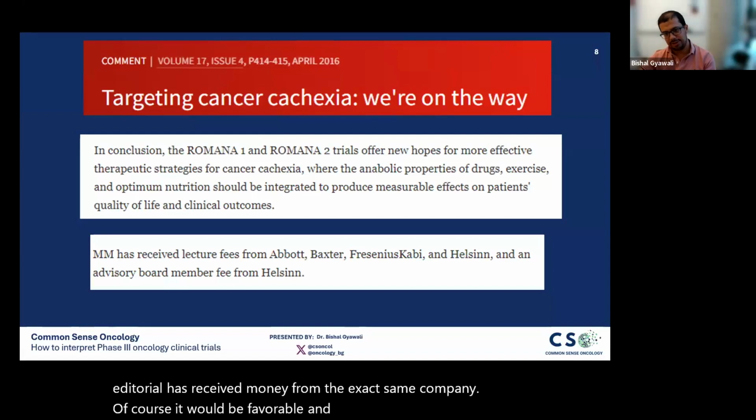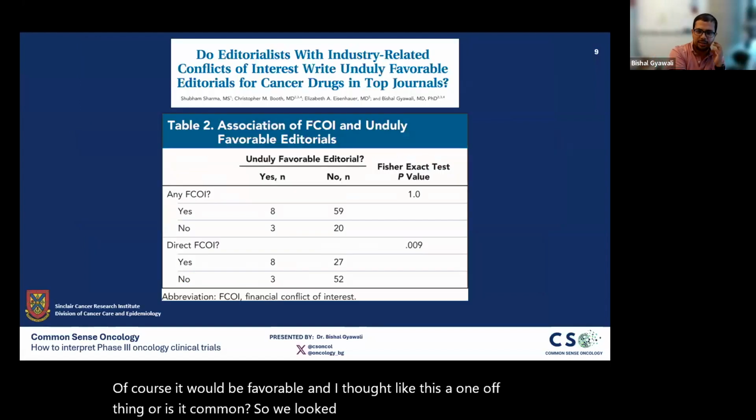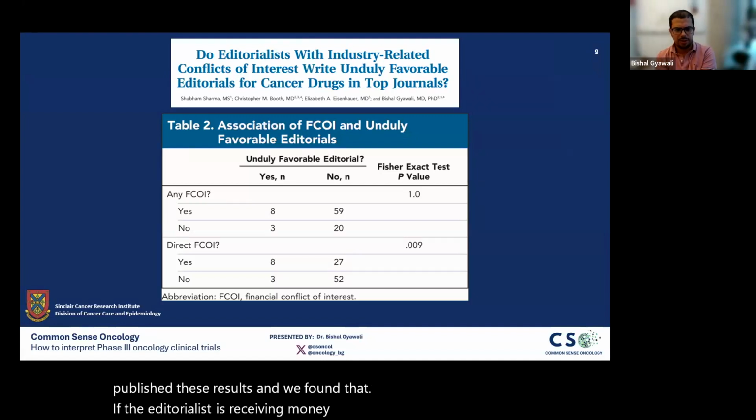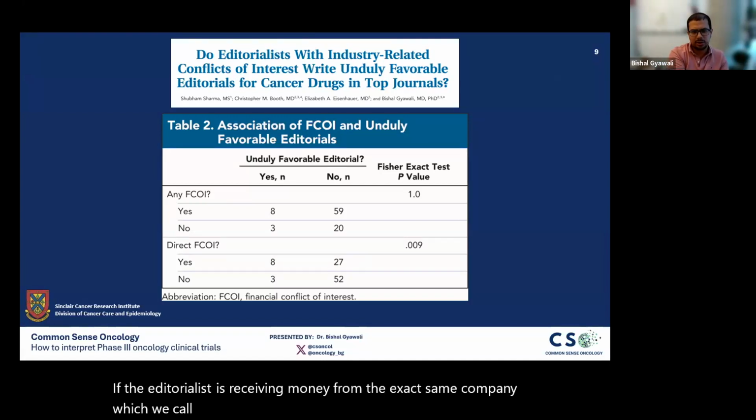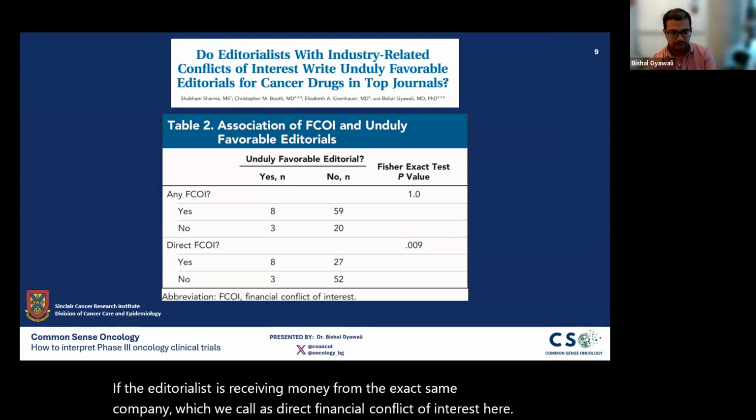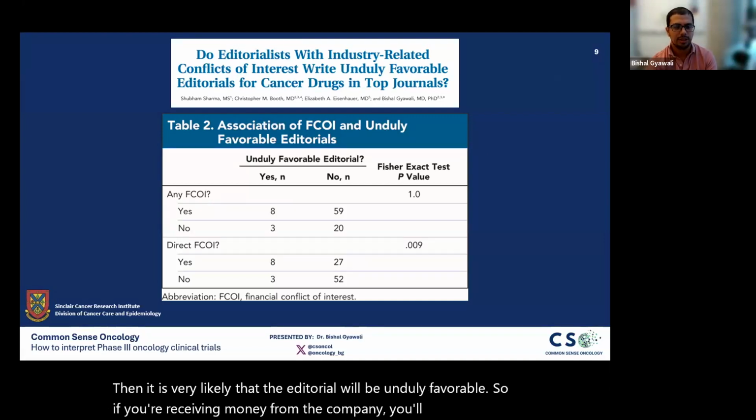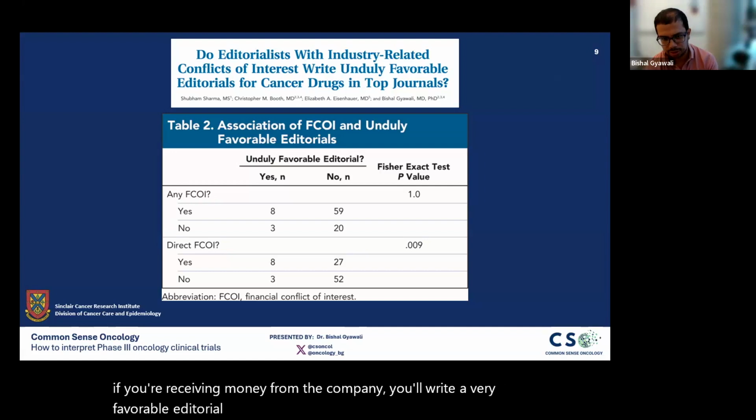And I thought, is this a one-off thing or is it common? So we looked at this systematically and we published these results, and we found that if the editorialist is receiving money from the exact same company, which we call a direct financial conflict of interest, then it is very likely that the editorial will be unduly favorable. So if you're receiving money from that company, you'll write a very favorable editorial for the given product. So we have now empirically documented this.